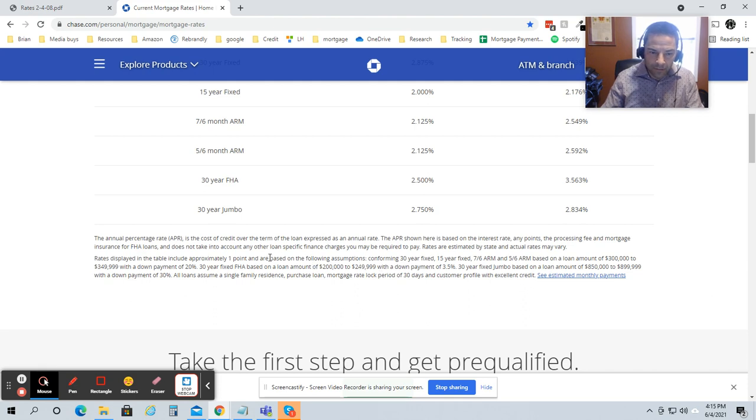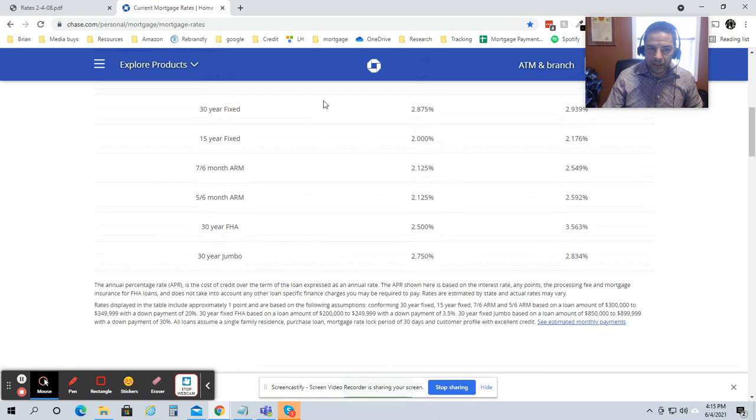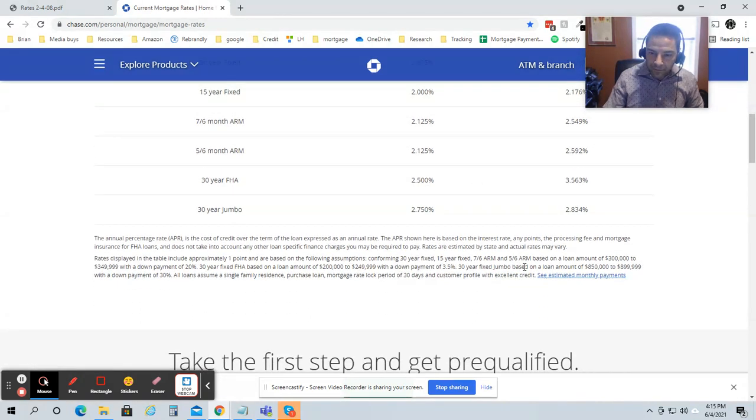All right, so the following assumptions are made. Conforming 30-year, 15-year. So this is for 30-year, 15-year. These rates, 30-year, 15-year, right? There are also some adjustable rate mortgages, whatever, they're listed there. We don't need to go over that. And these are based on a loan amount of $349,999. So you're telling me that if my loan size is $350,000, I could potentially have a higher interest rate or even a lower interest rate. I don't know. I would have to ask.